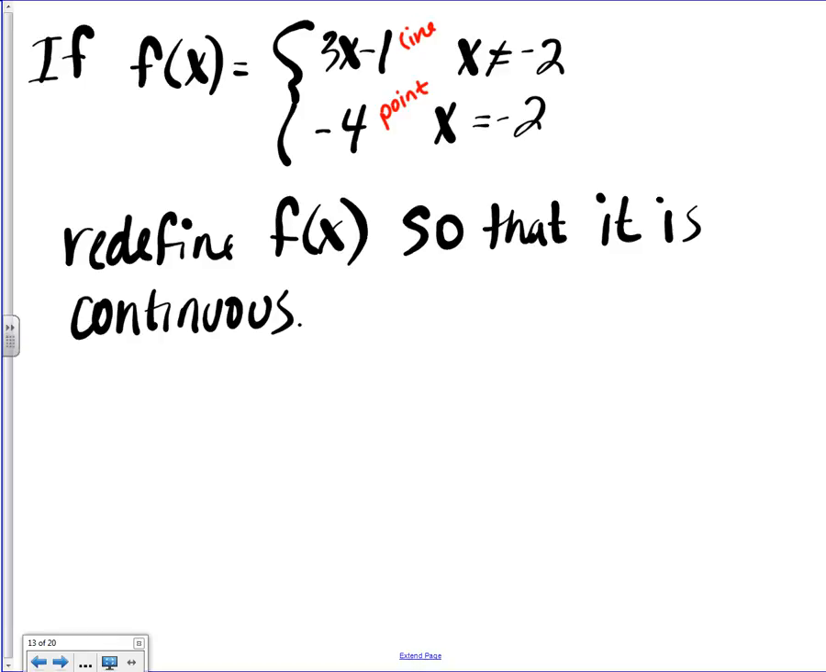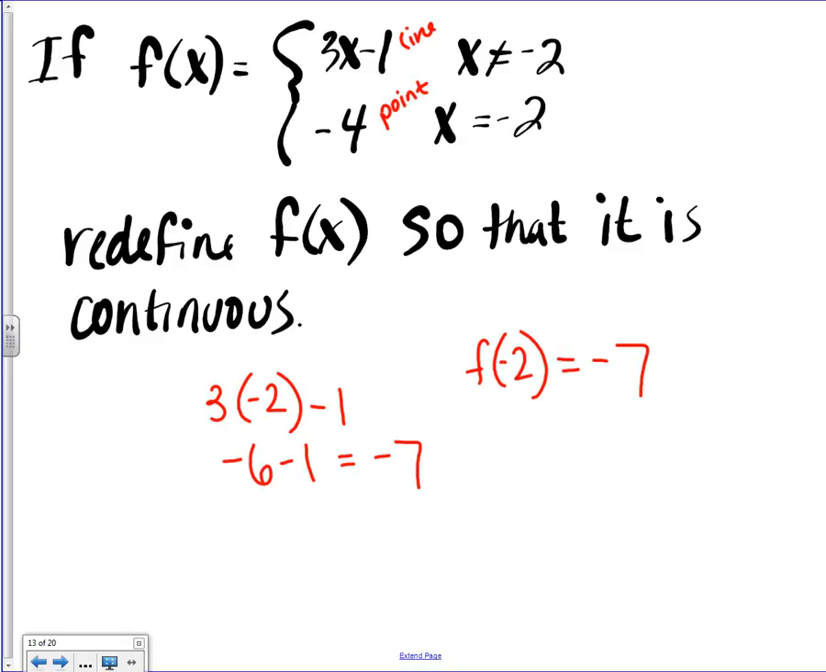Can you fill in the hole at -2? Well, if you're going to do that, you need to fill in the hole so it's consistent with the line. So when we do this, this value will be -7. So now the hole will fill in, the point will fill in the hole on the line, if we strategically make this true. Now it's continuous.